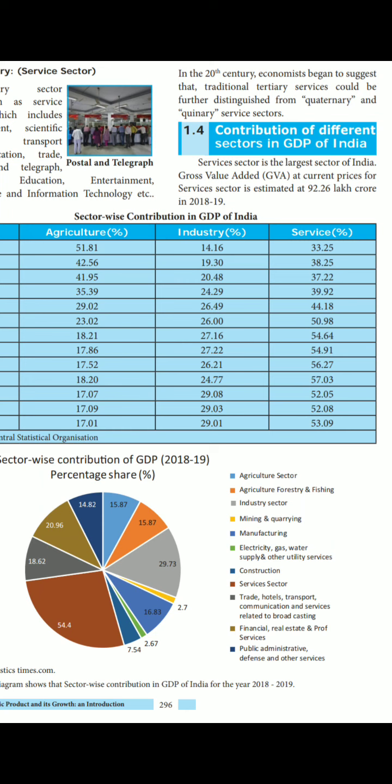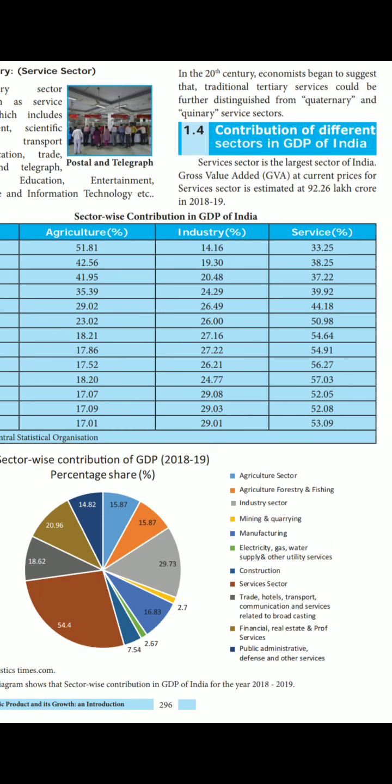Okay, students, did you understand about this composition of gross domestic product? It was divided into three sectors. Which are the three sectors? The primary sector, secondary sector, and tertiary sector. The primary sector is also called the agricultural sector. The secondary sector is also called the industrial sector. The tertiary sector is also called the service sector. Okay, next heading is the contribution of different sectors in GDP of India. Do you know, among these three sectors, which is the largest sector of India?